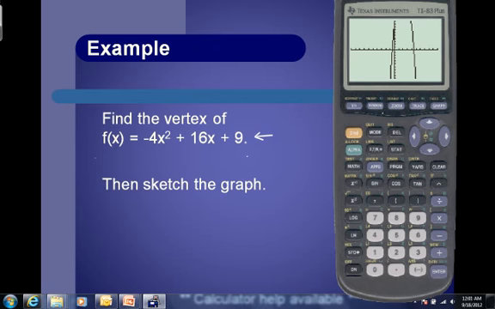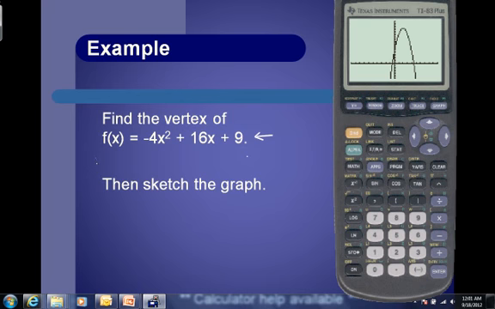I'm going to go into window, and because I know that I need my graph a little higher, I'm going to change my y max to maybe 30 and press graph again. And if you'll notice, now we get a nice parabola. So we want to find the vertex on our calculator. Well, remember we said if it's the highest point, then we call it the maximum.